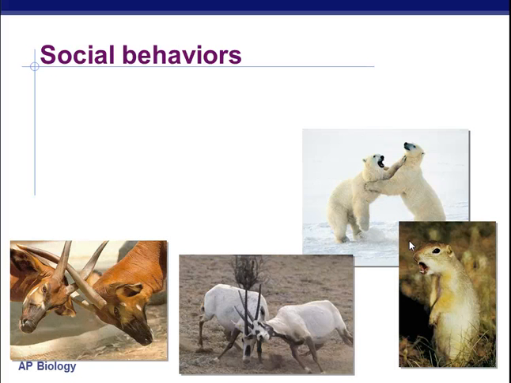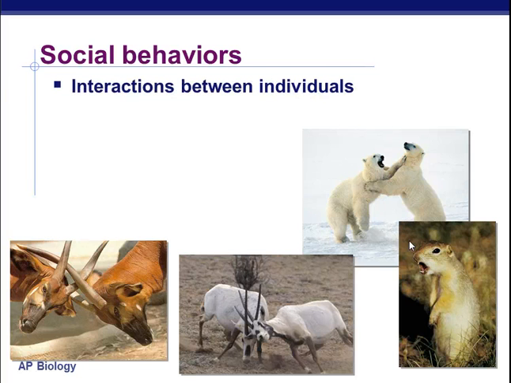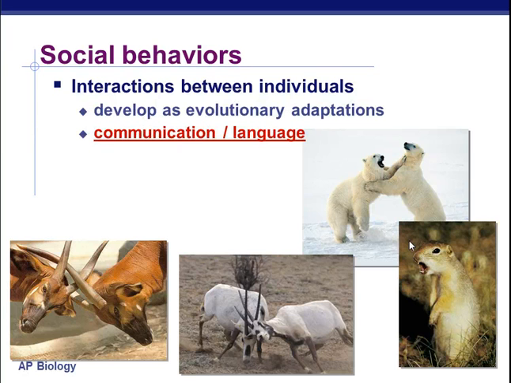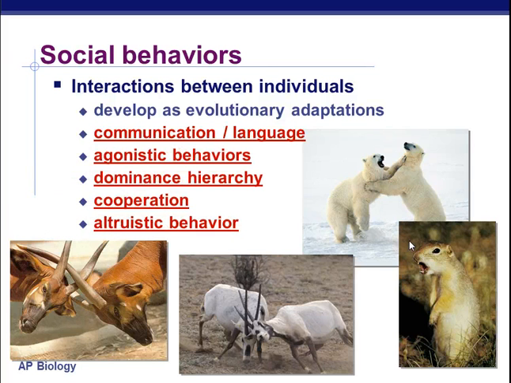So there are types of social behaviors as well. And these are interactions between individuals that have developed as evolutionary adaptations. Some examples of social behaviors are communication, even language, so me talking to you at this very moment. Social behavior. Enjoy. We have agonistic behaviors, dominance hierarchy, cooperation, and altruistic behavior. So let's talk about those in a bit more detail.